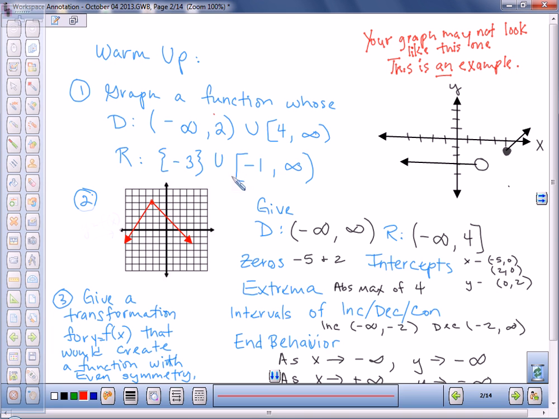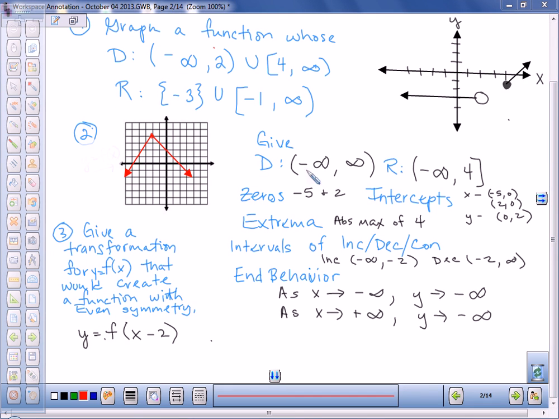And then the second one would be where the domain goes from 4 to infinity and the range goes from negative 1 to infinity. Once again, this could be curved. This could curve out and up and out, could go straight, could do a lot of things. And that would give us this part of the function.